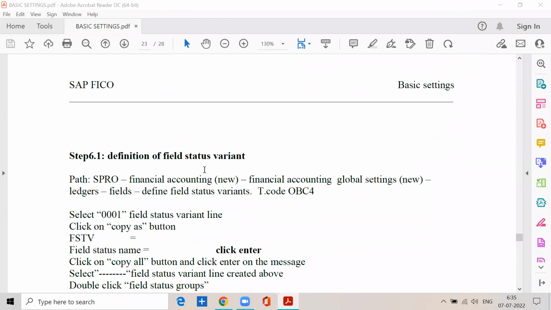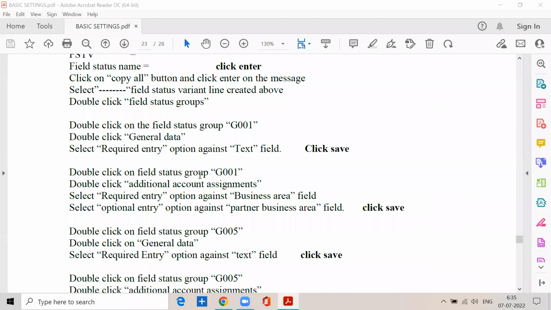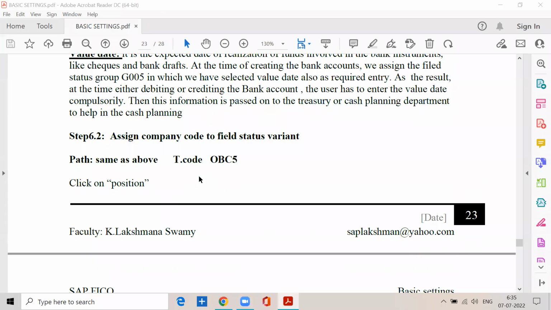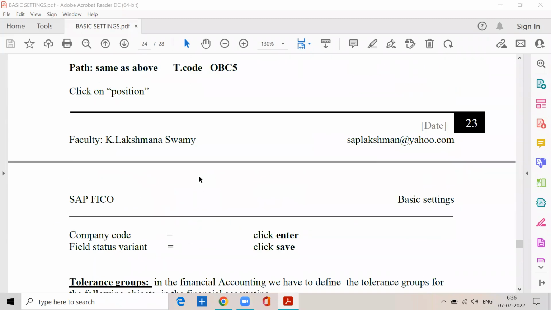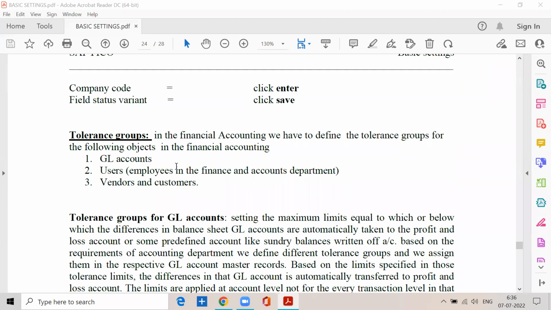So yesterday we defined the field status variant, and we assigned the field status variant to the company code. Now, today, tolerance groups. So what are tolerance groups?